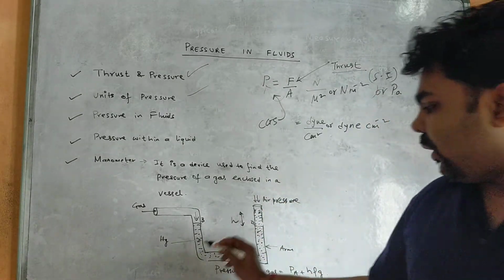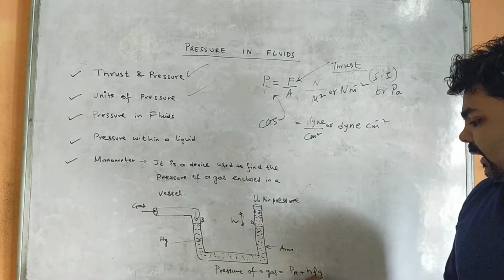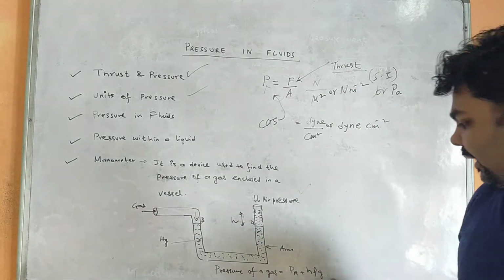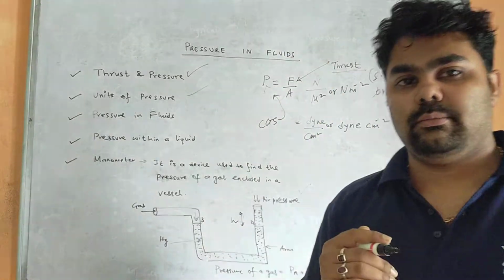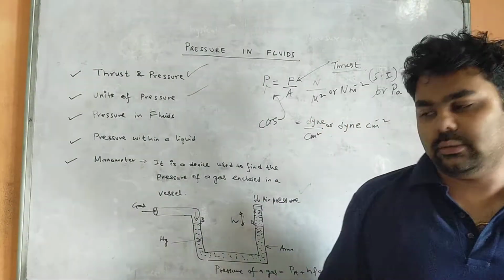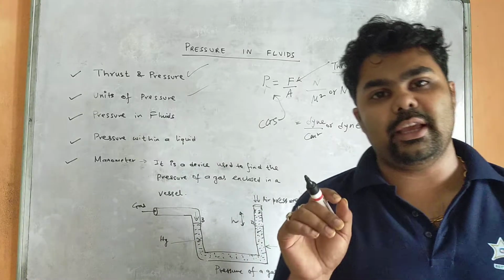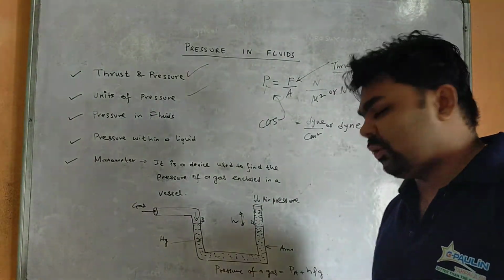Okay, so what is the total pressure of the gas then? Total pressure of the gas means atmospheric pressure, that is PA, and h rho g, that means height. So at what height the liquid has risen on the other arm, what is the density of that mercury, and the acceleration due to gravity, right? So this is the total pressure of a gas.